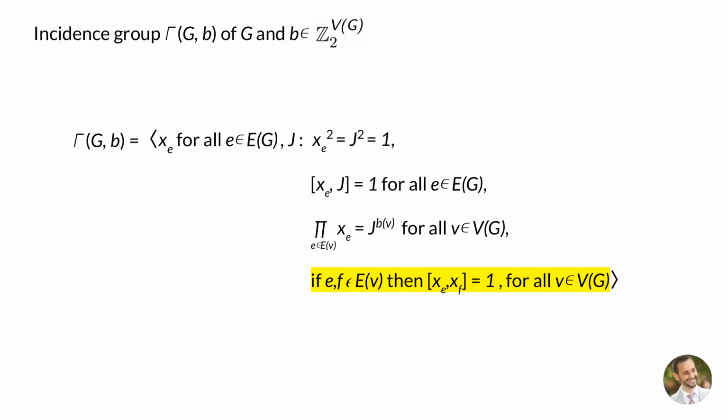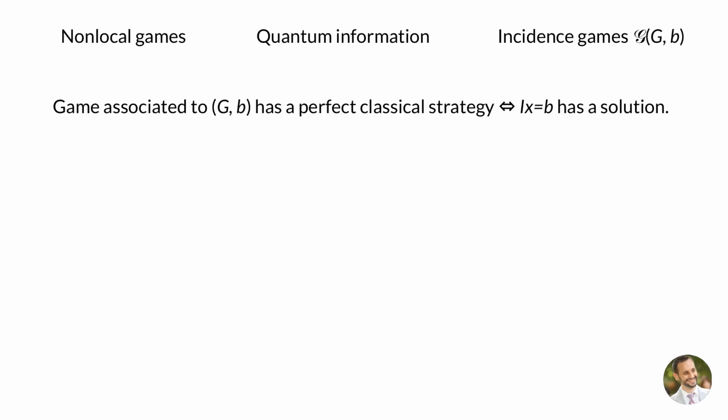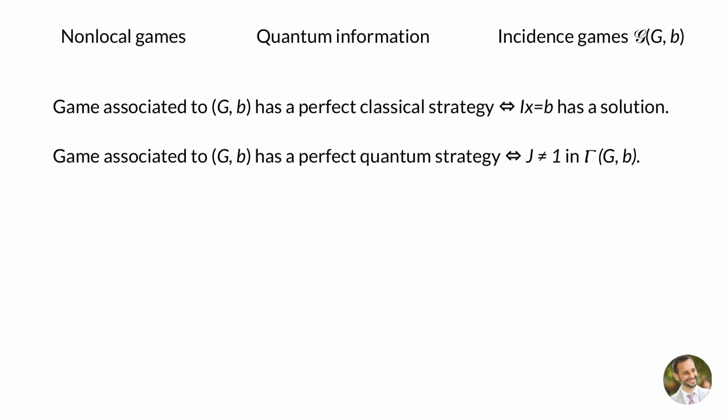Our interest in these groups comes from the subject of nonlocal games in quantum information, where there is a graph incidence game associated to any pair G, b, such that the associated game has a perfect classical strategy if and only if the incidence system Ix equals b has a solution, and has a perfect quantum strategy if and only if j is non-trivial in the incidence group.